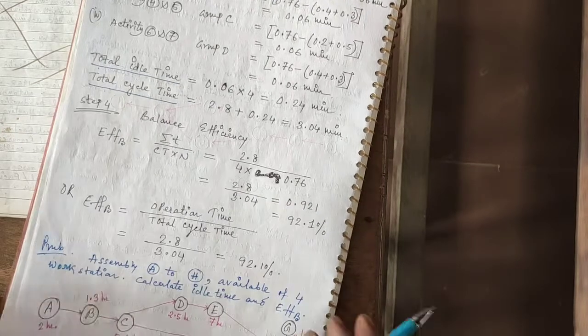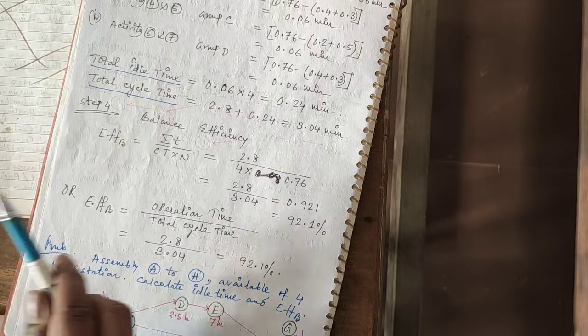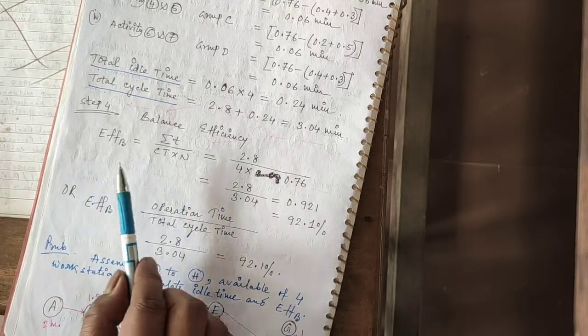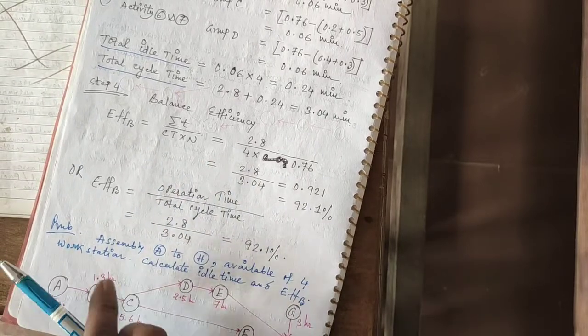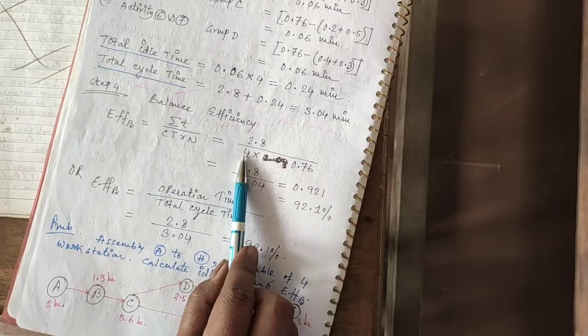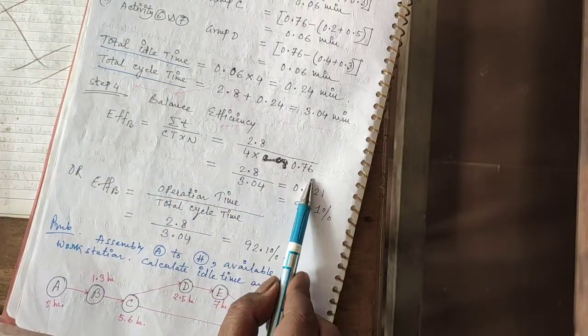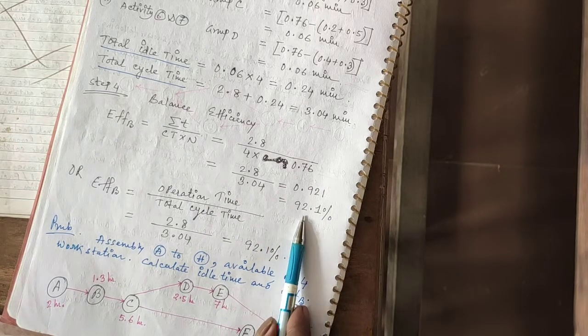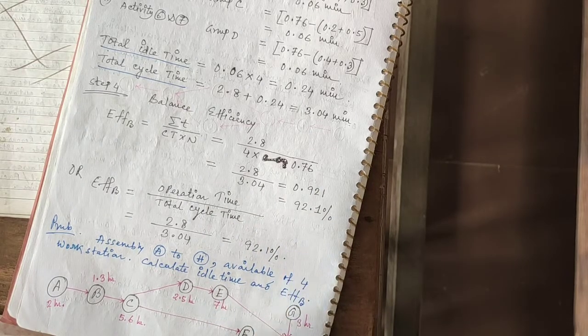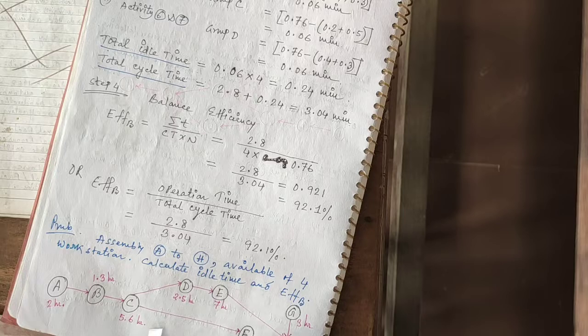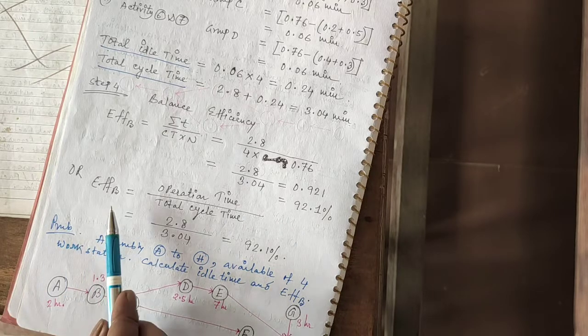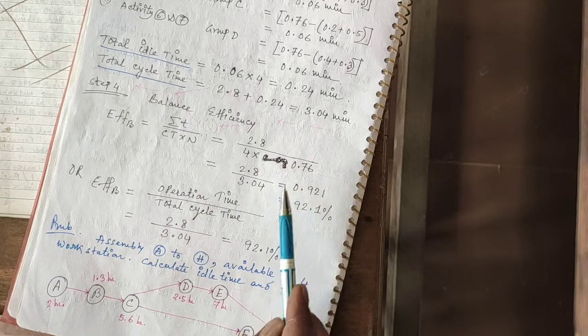Now, in the final step, calculating the balance efficiency, we can simply calculate the summation of T divided by cycle time multiplied by N. So 2.8 divided by 4 multiplied by 0.76. Finally we get a percentage of 92.1 percent. That will be the efficiency. So the balance efficiency of the system is 92.1 percent. You can also get it through another process: operation time divided by total cycle time. That will also give you the balance efficiency percentage. You can calculate EFFB either through this process or through this.